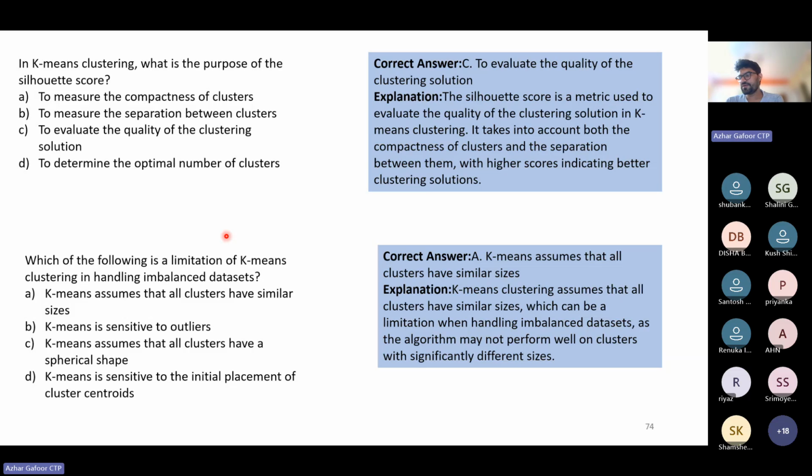So even if there is an outlier, it will only move to one of the clusters. Even though the centroid will move more towards the outlier, it is still classified. So the correct answer is A.